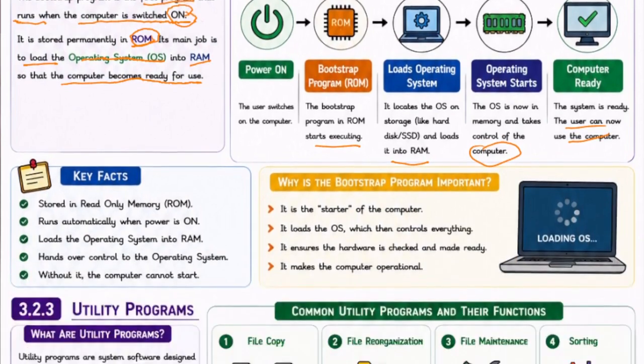So what are the key facts? Because I don't want to waste much of our time. The key facts are that Bootstrap is stored in read-only memory, that's ROM. It runs automatically when power is on. It loads the operating system into the RAM. It hands over control to the operating system once it has loaded to the RAM. Without it, the computer cannot start.